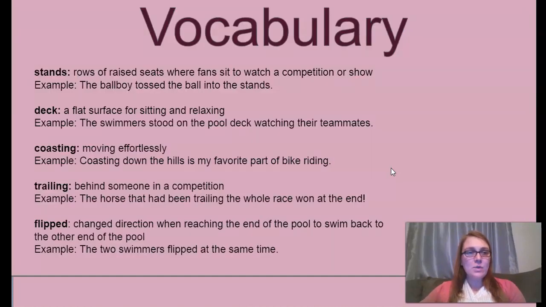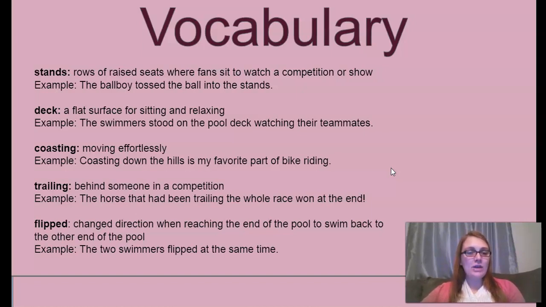Vocabulary: stands, rows of raised seats where fans sit to watch a competition or show. A deck is a flat surface for sitting and relaxing. Coasting is moving effortlessly. Trailing is when you're behind someone in a competition.